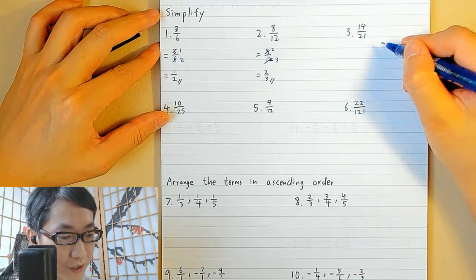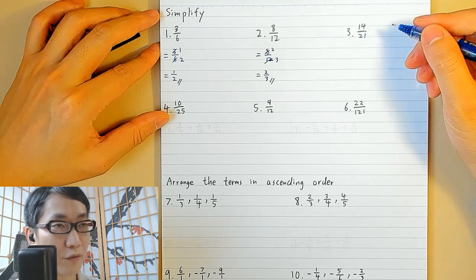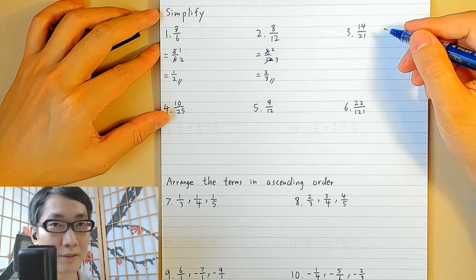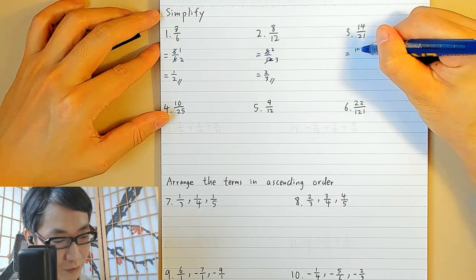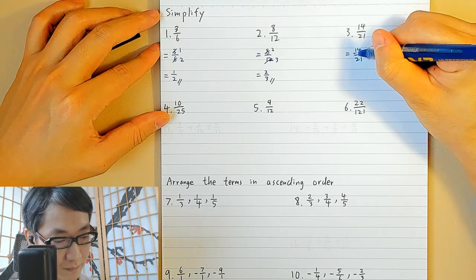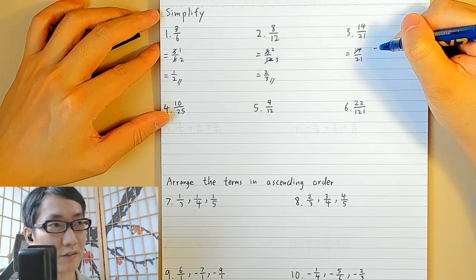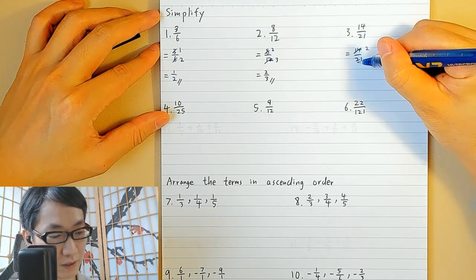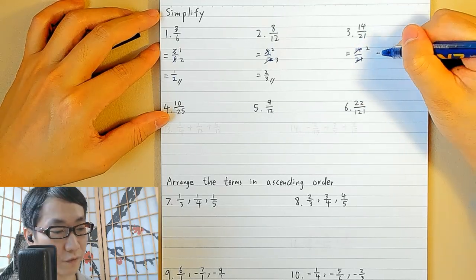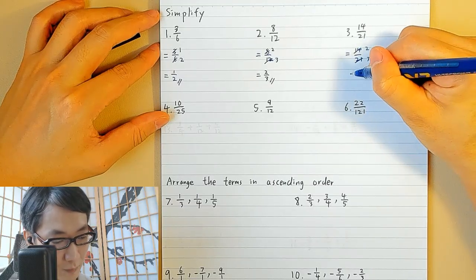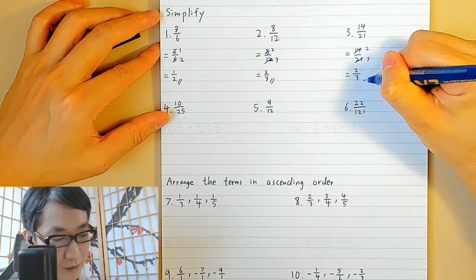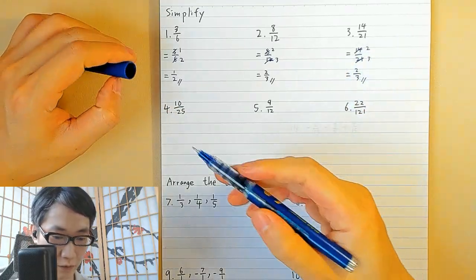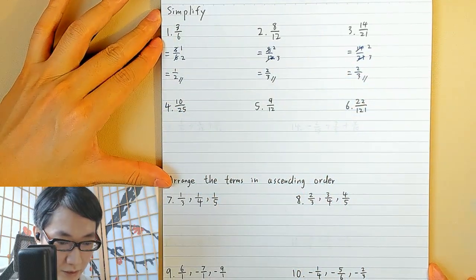Number 3, 14/21. Both of them are divisible by 7. So let's use 7. And we have 14 divided by 7 is 2. 21 divided by 7 is 3. Oh, by the way, for this tutorial, you can use a calculator to aid the calculation.